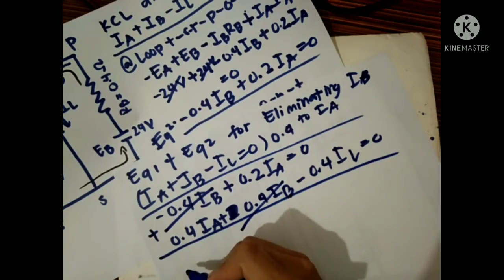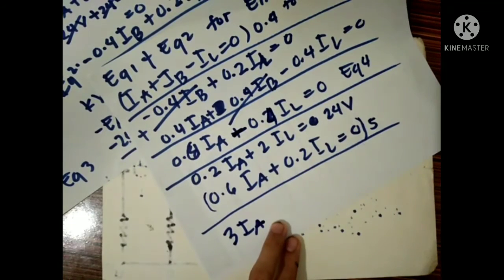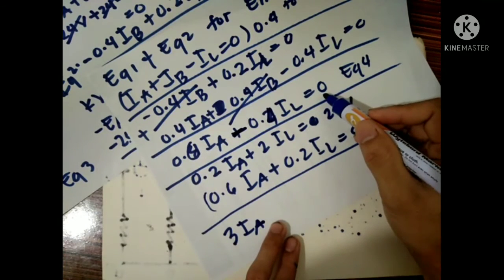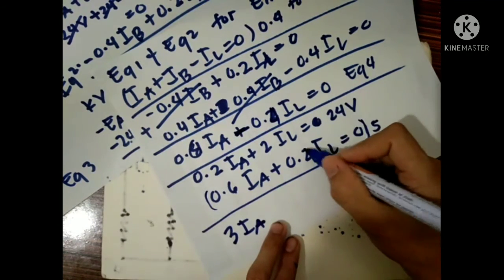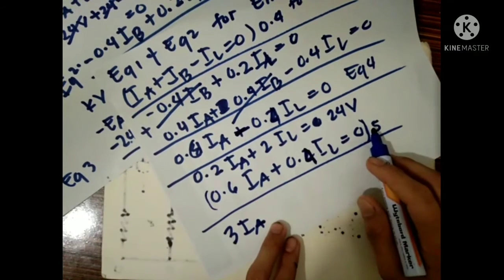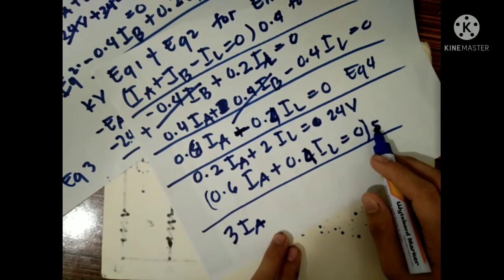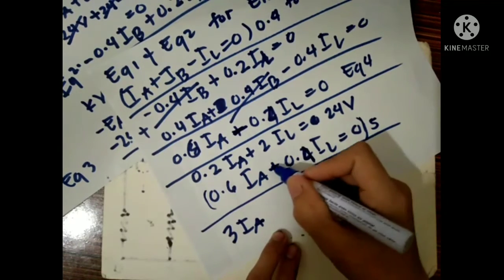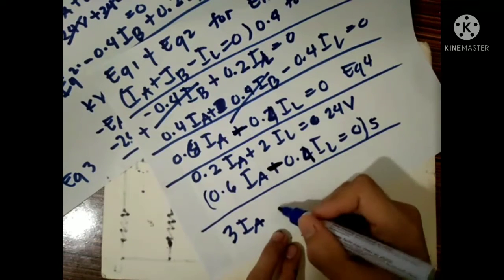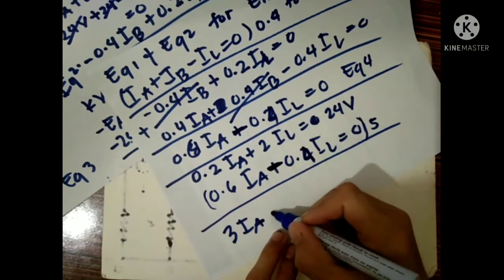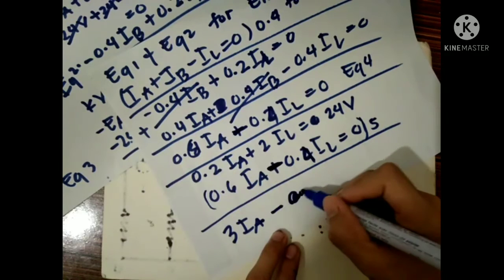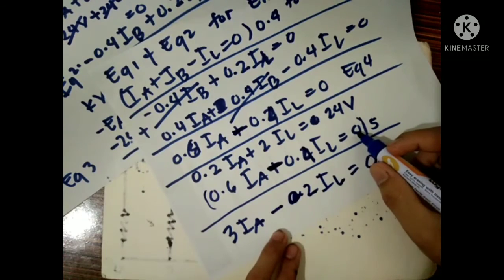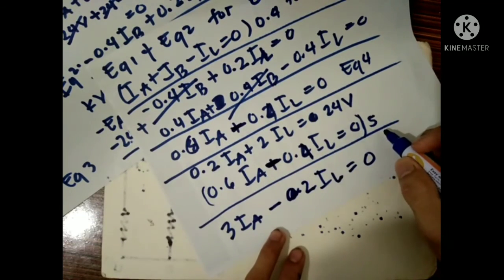So for negative, negative 0.4 IL is equal to 0. So this is 4 rather. So when we multiply 0.4 by 5, we get 2. So we can cancel it out. So it is a negative sign. So negative 2 IL is equal to 0, since when we multiply 0 by 5, it is 0.